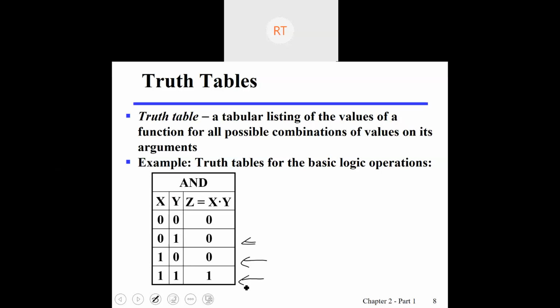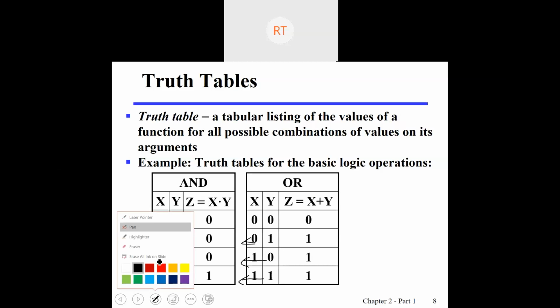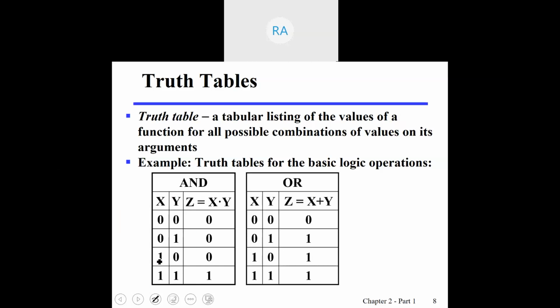Okay? But doctor, why do 0 and 1 give 0? It is also a 0. The two inputs must be 1 to get an output of 1 in an AND gate. Okay? Doctor, so AND is multiplication? It is, exactly. Okay? We move to the OR.